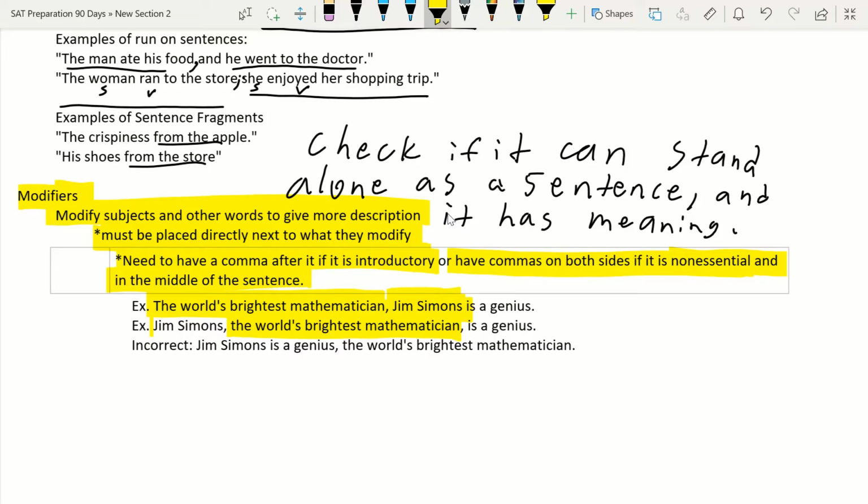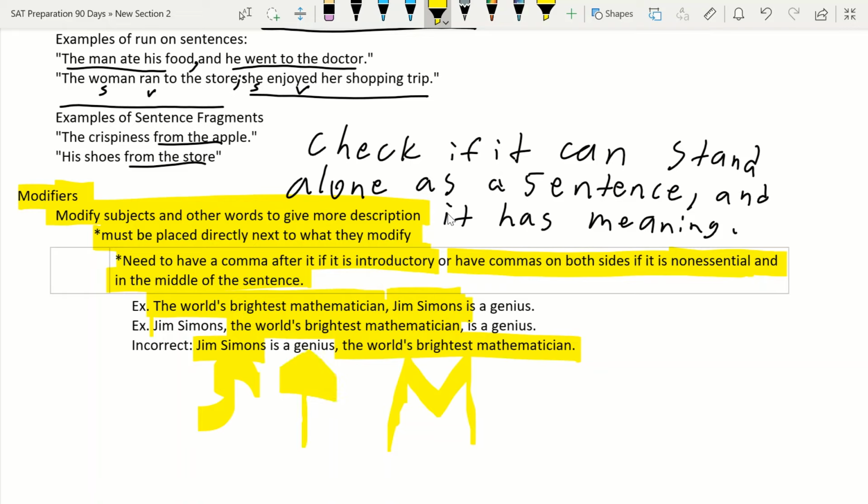middle of that sentence. So it would be incorrect if we said Jim Simons, that's our subject, is a genius, comma, the world's brightest mathematician, because what we see here is we're breaking our rule because we're not placing it directly next to what it's modifying. We have our modifier, put a big M in highlighter because I don't want to switch to my pen right now. So our modifier is the world's brightest mathematician, and we see our subject that it's modifying is Jim Simons. We see that there's a space between them.